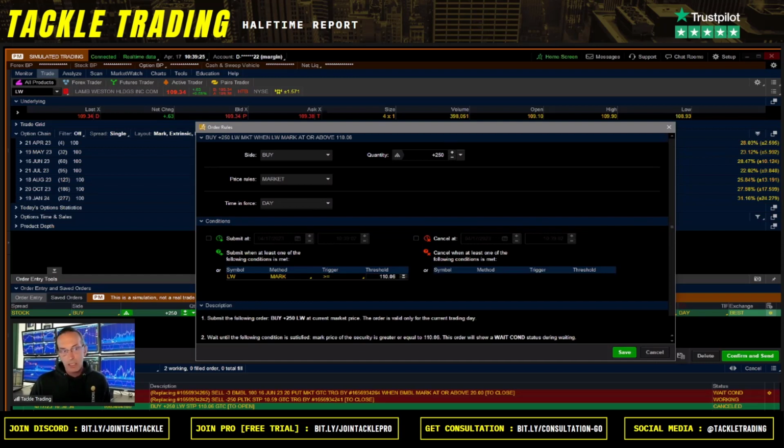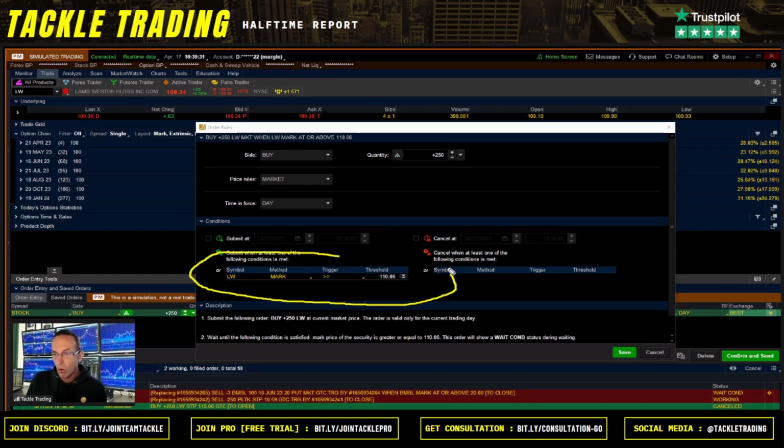So what that means is it's easy. I don't need to know limit. I don't need to know stop. All I need to know is, do I want it to go above or below? So I want it to go above 110. That's it. I just want, once it goes to, then jump me in that market, as many shares as I want. I hit save.